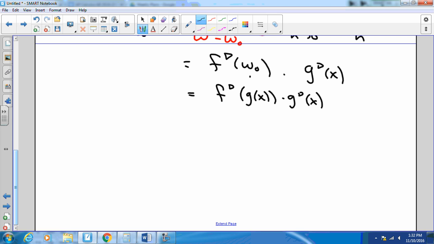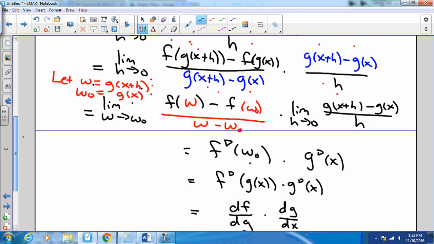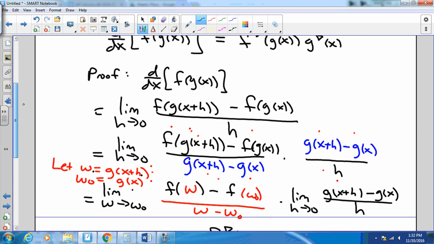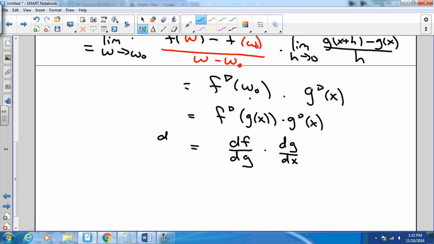But also, we said that we could write this in Leibniz notation. So I could think of f prime of g of x as the rate at which f changes with respect to g, times now the rate at which g changes with respect to x. And all of that is equal to, going all the way back here, the rate at which f changes with respect to x.